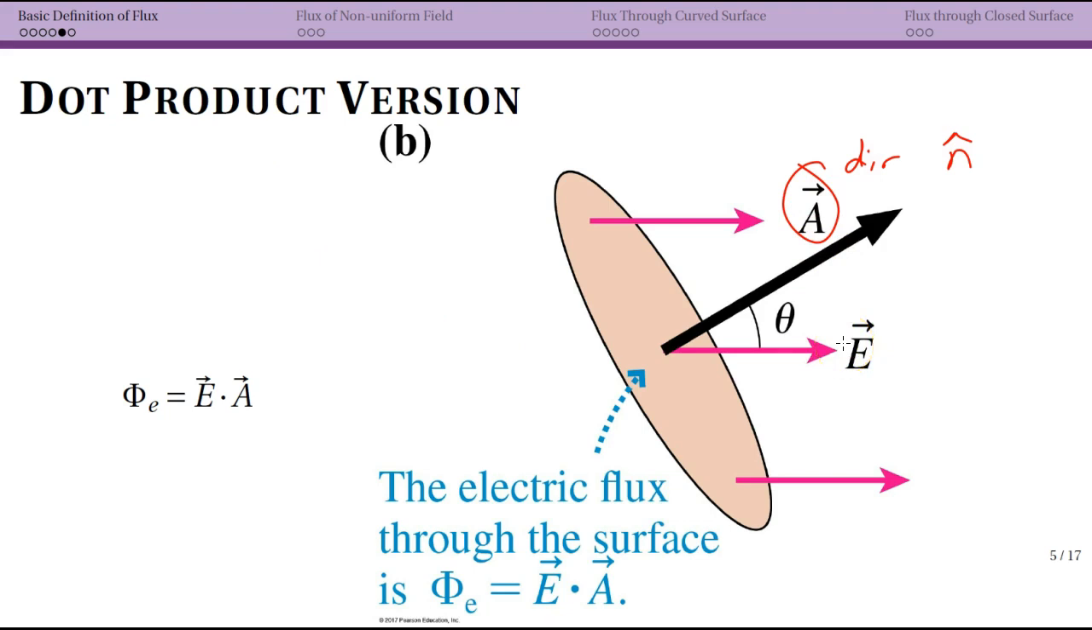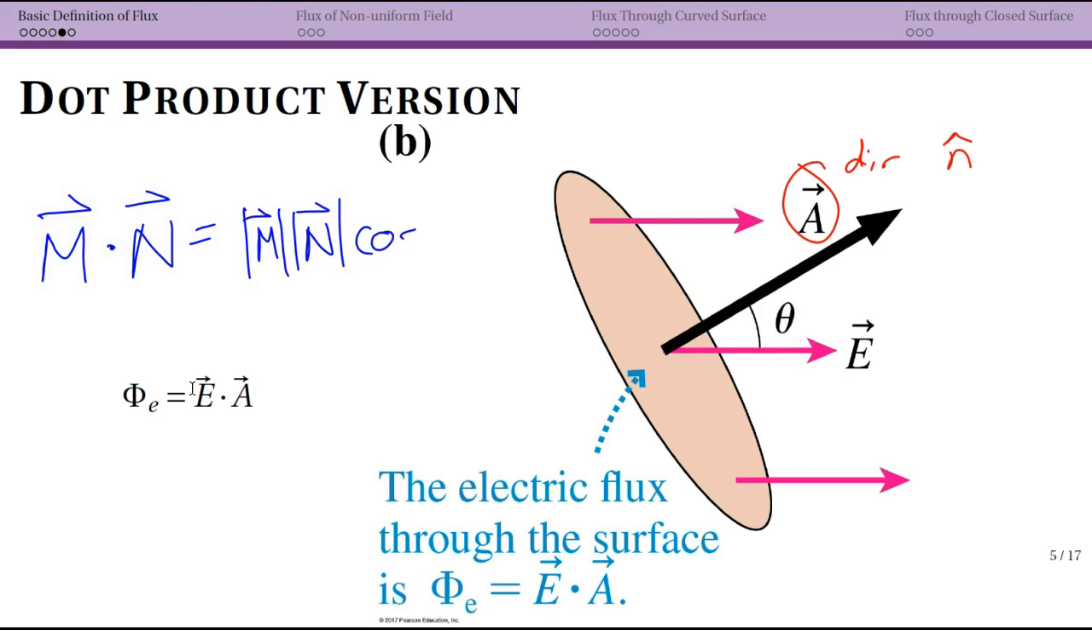So in general, the dot product of any two vectors, and let me come up with some other letters given that A is already taken, so let's say I have the dot product of M vector with N vector. That is literally equal to the magnitude of M vector times the magnitude of N vector times cosine of the angle between them. So that is all we've done: the flux is the dot product between the electric field vector and area, assuming that our electric field vector is constant over the surface we're talking about, constant in both magnitude and direction.